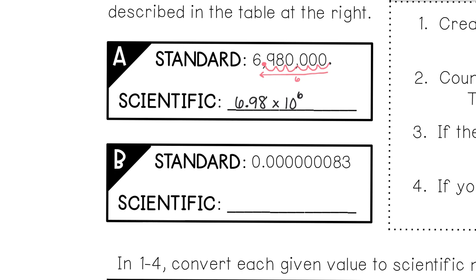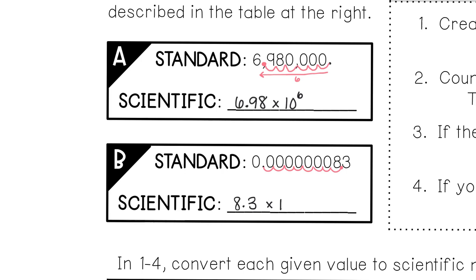Now let's look at our second example, example B. This would be really hard to say in standard form because there are so many places beyond the decimal. We know that this is a really small number. I'm going to end up with a negative exponent. Again, my first step is to move that decimal until I get a number that's between 1 and 10. 8.3 is between 1 and 10. So that's my first number.